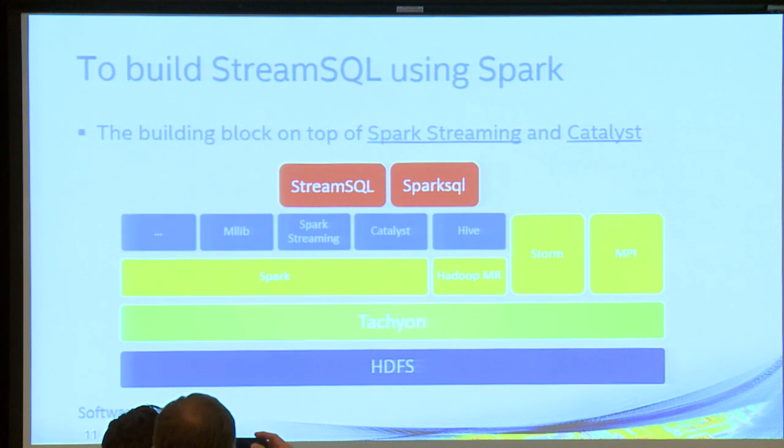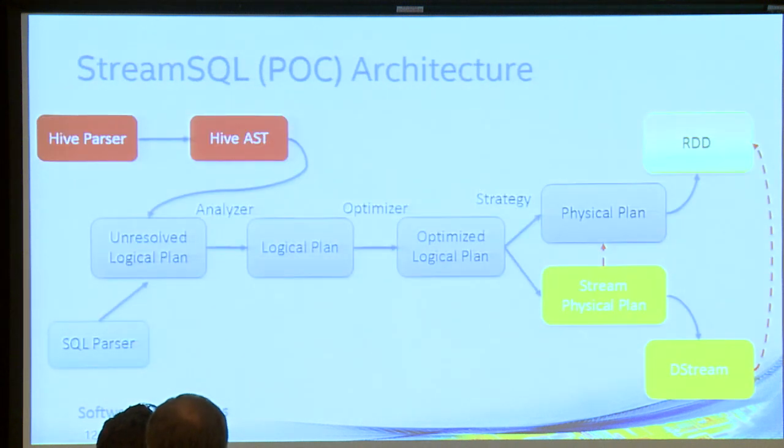Okay, now let's dive into our POC implementation for this StreamSQL. Basically, it is a building block on top of both Spark Streaming and Catalyst. As we all know, Catalyst is the query optimization framework which supports Spark SQL, so you can find we use both of them to implement StreamSQL in our POC implementation. Now let's give a high-level idea of its architecture. Basically, its entire workflow is quite similar to Spark SQL itself, since both of them are on top of Catalyst.